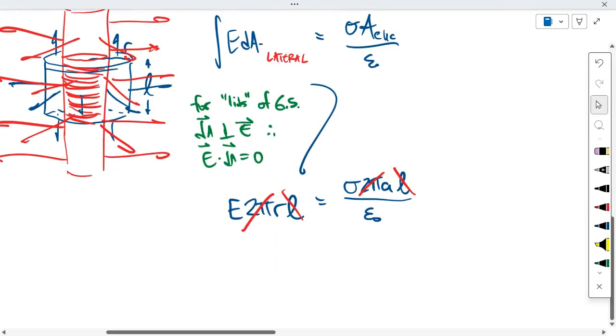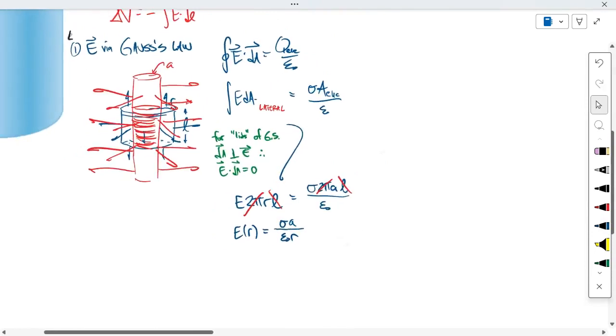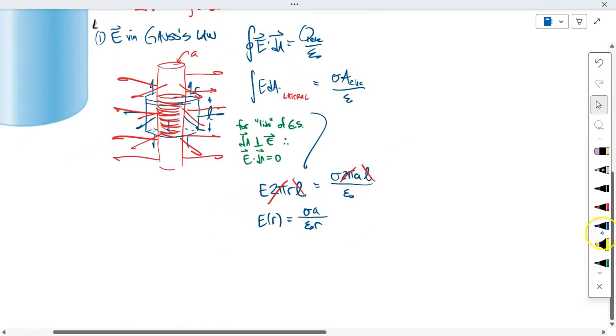Okay. All right, we've got a field that varies with R as sigma A over epsilon naught R. And if we've done Gauss's law kinds of things, we should recognize that for a line of charge or a cylinder of charge, we get an inverse relationship for field strength and radial position. Okay, so remember, we've done this. That's number one, check. We find electric field.